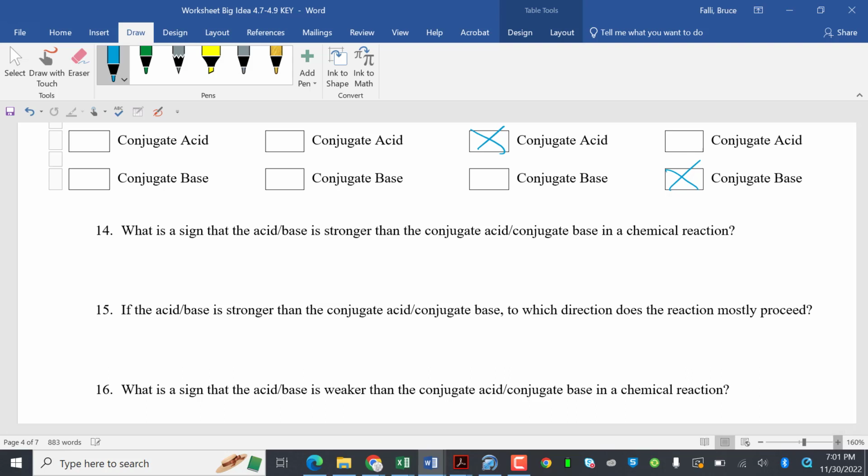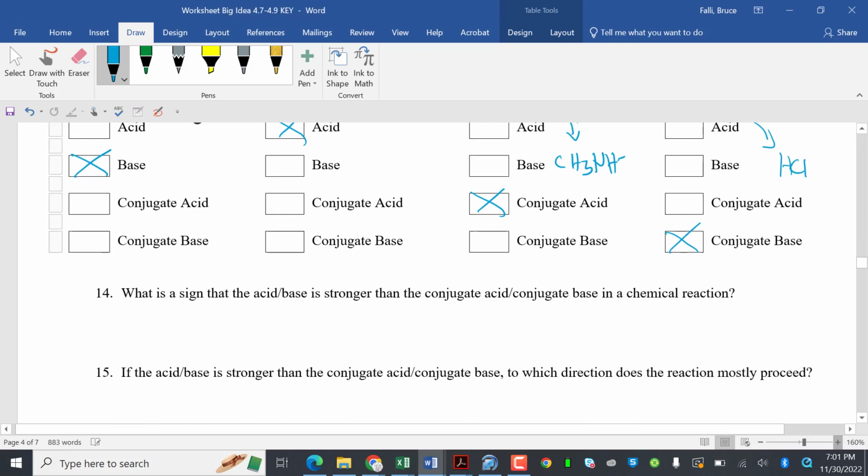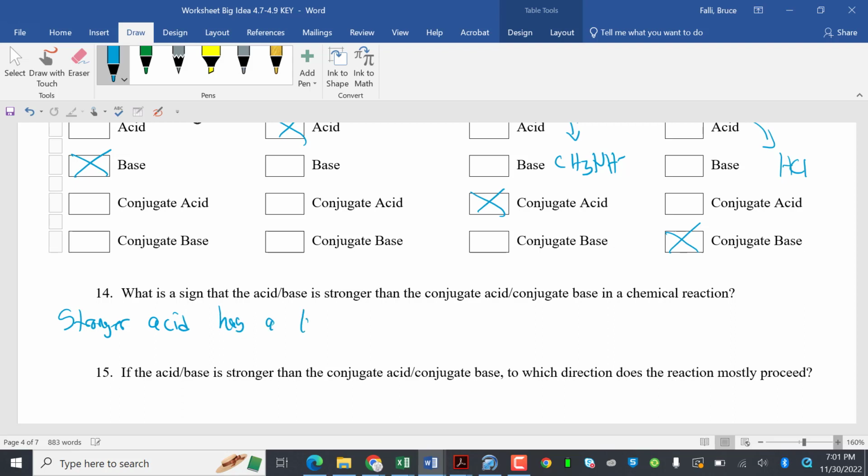All right. What is a sign that the acid base is stronger than the conjugate acid base in the chemical reaction? So the stronger acid has a lower concentration. Remember, concentration can be shown in brackets. The stronger base has a lower concentration. And why is that?